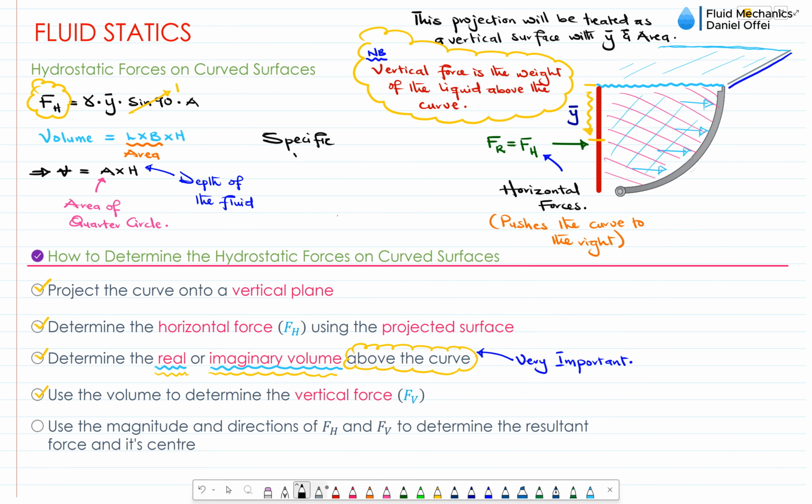So the weight of the fluid we can determine from the specific weight formula, where specific weight equals weight over volume. So we can say that the weight is just the specific weight times the volume. So once we are able to get the volume above the curve, then we can get the vertical force, which will just be the volume times the specific weight of that particular liquid.